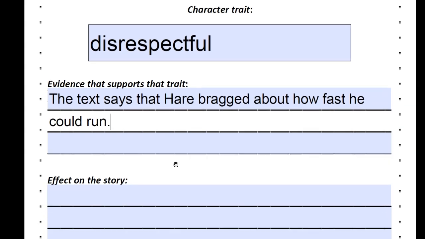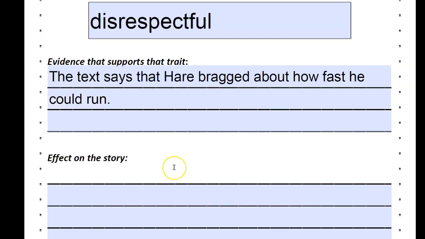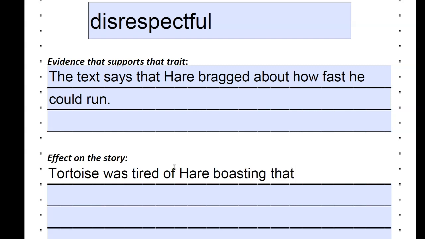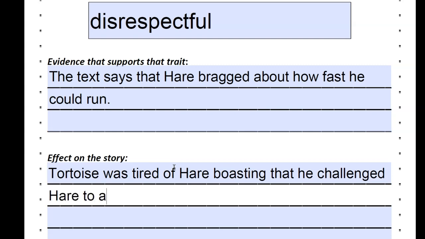So what was the effect on the story? Well, the Tortoise got tired of it, right? Yes? Tortoise was tired of Hare bragging, of Hare boasting, so he challenged Hare to a race.